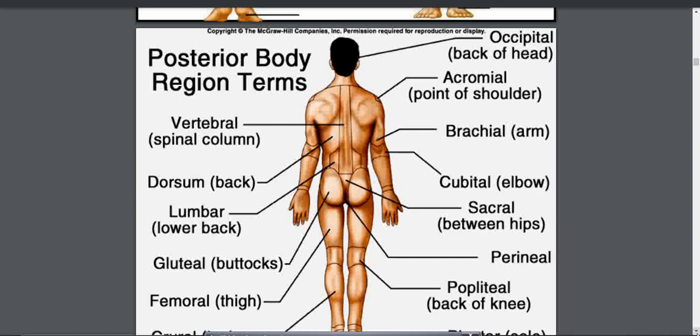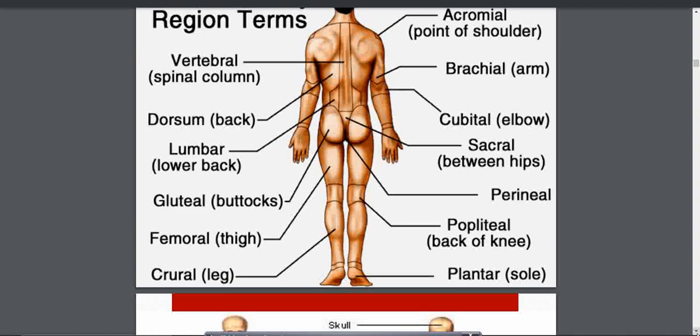Posterior body region and their terms. We have indication of occipital, the back of the head, acromial, point of the shoulder, brachial, your arm, cubital, the region at the elbow, sacral, between hips, perineal, down between your gluteal or between your two thighs. Then popliteal region, back of the knee. Still have the plantar, the sole of your leg, dorsum, the back of your body, the lumbar. Also dorsum is on the fore back of your leg, the leg itself.